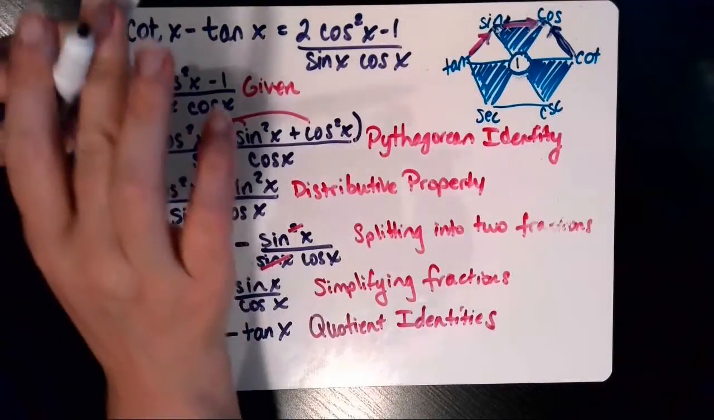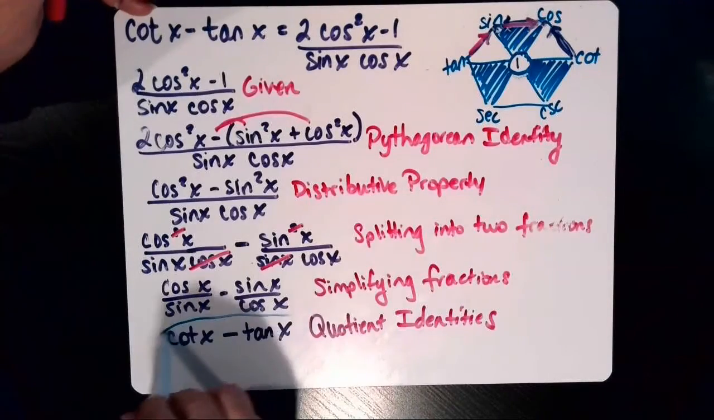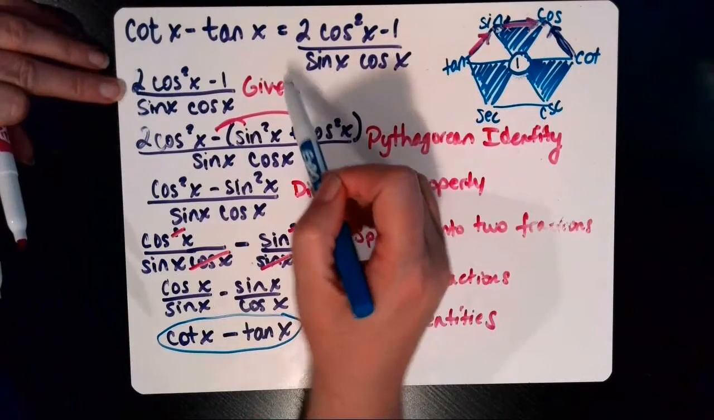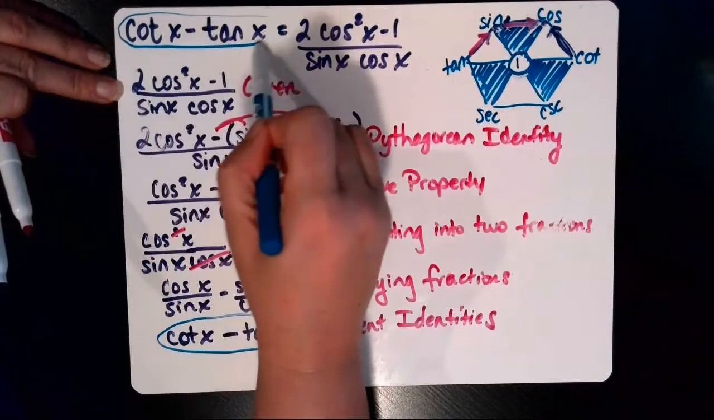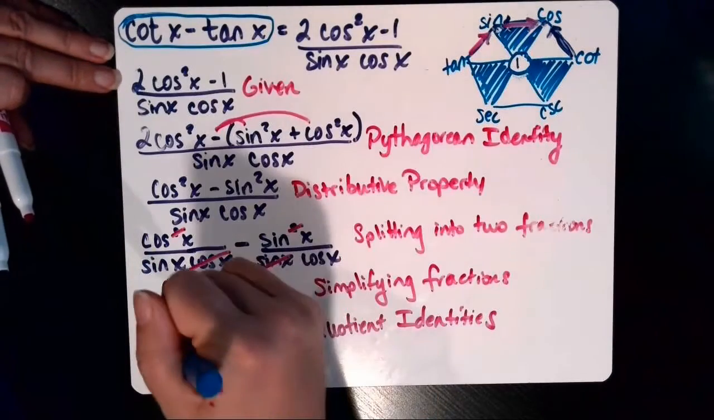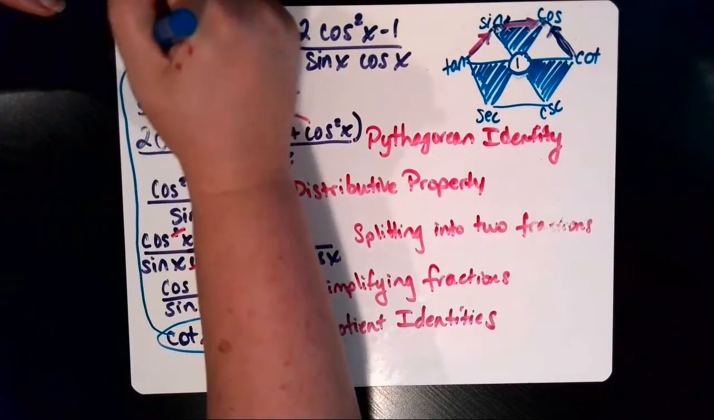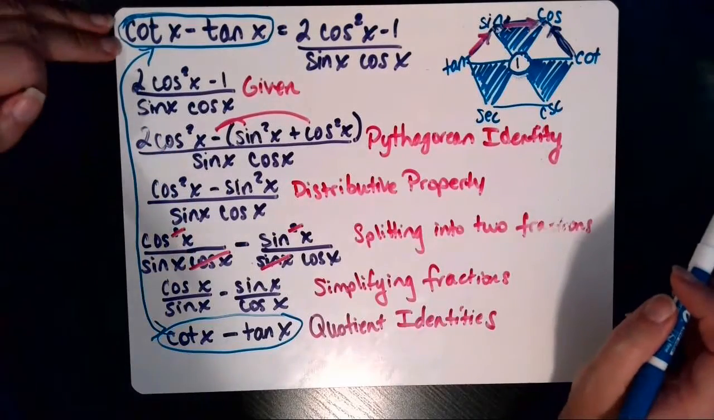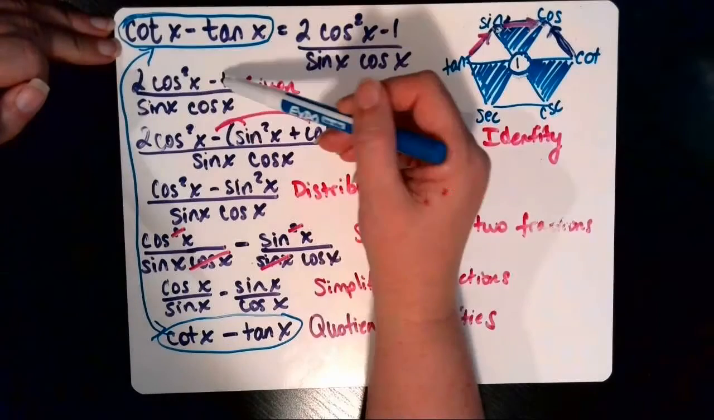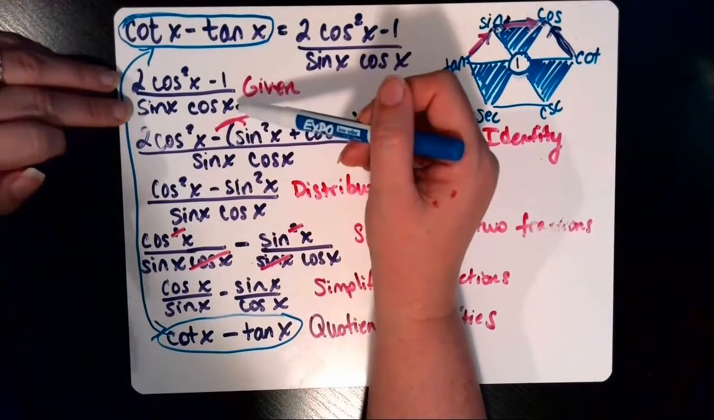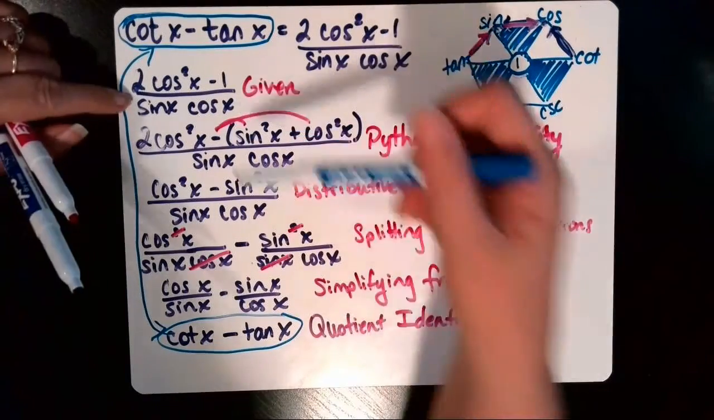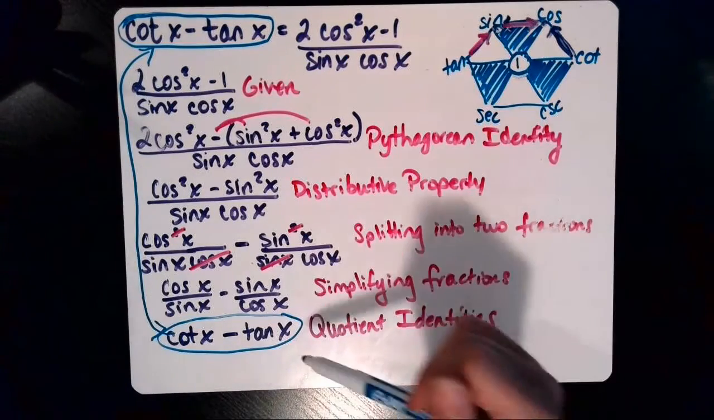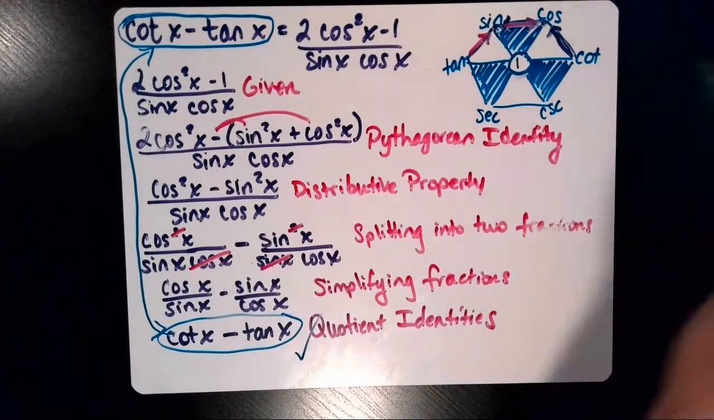And now we can see that we've arrived at our destination, right? We set out with this given information to show that it was going to get us a path all the way to the other side of the equal sign. So we've now shown that 2 cosine squared x minus 1, all divided by sine x cosine x, that does in fact equal cotangent x minus tangent of x. So now that trig identity is verified.